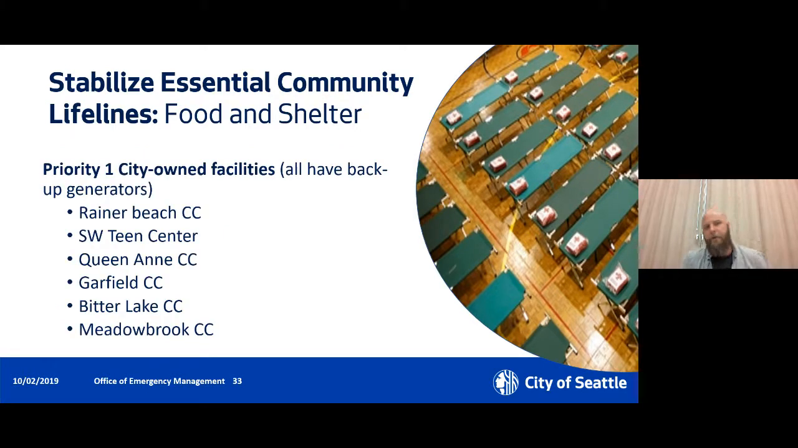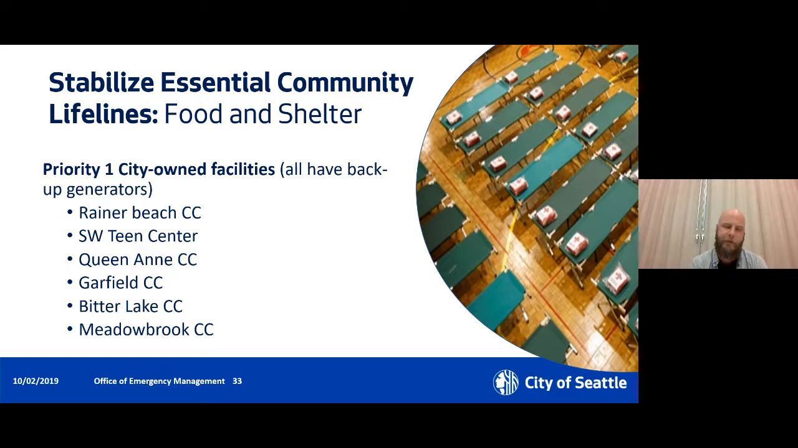So just a little bit on the city-run facilities. And again, these are just kind of facilities we have that we could use. It's really going to depend on the situation, but we have them broken down into priority. So priority 1 locations are Rainier Beach Community Center, Southwest Teen Center, Queen Anne Community Center, Garfield Community Center, Bitter Lake Community Center, and Meadowbrook Community Center. The intent is to spread these out throughout the city, and they're priority 1 because they have backup generators and because they're located adjacent to public schools.